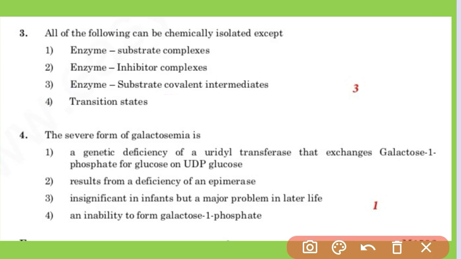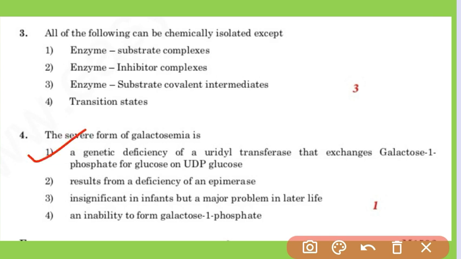Then the next question: severe form of galactosemia is. Galactosemia is a disease in which there is a high level of galactose in the blood. This is an inherited disorder that prevents your body from breaking down the sugar galactose, causing it to build up to toxic levels in your blood. Galactosemia is caused by a deficiency of the enzyme galactose 1-phosphate uridyl transferase. So option first is the answer of this question.